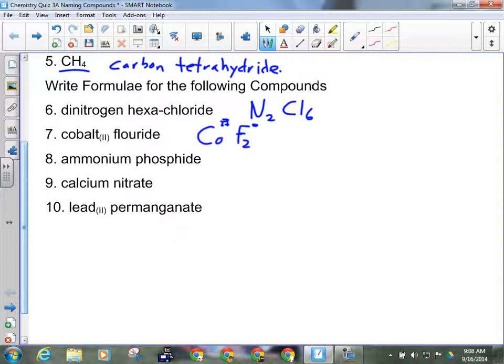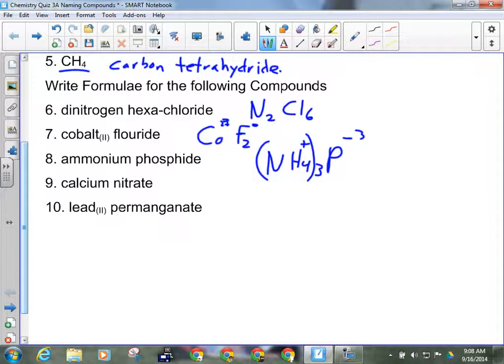Okay, ammonium phosphide. NH4 is ammonium. Okay, it's the only positively charged polyatomic ion on your chart. Okay, and phosphide, that's just P, and it's -3. So if I'm going to do the drop and swap, the P stays as a 1. What do I have to do with this 3? Put it in brackets. Right. Okay, I put brackets around the NH4. I put the 3 outside of the brackets. (NH4)3P.